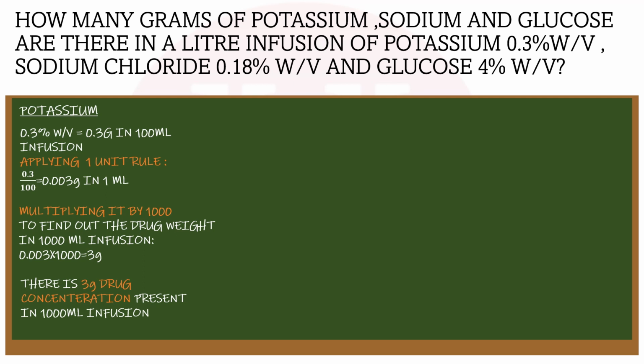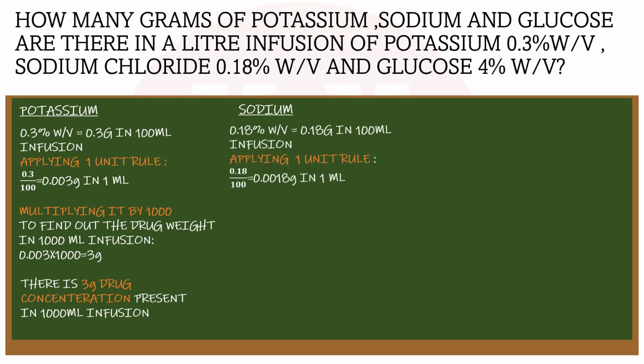Now moving to the calculation of sodium, same like potassium itself, we will be firstly converting the percentage into grams, that is 0.18% W by V means 0.18 grams in 100 ml of the infusion. Second is applying the 1 unit rule to find out in 1 ml how much gram. So dividing 0.18 by 100, it gives us 0.0018 grams in 1 ml.